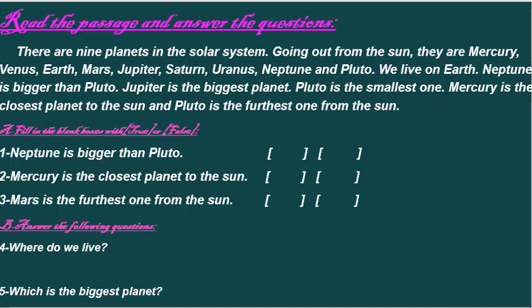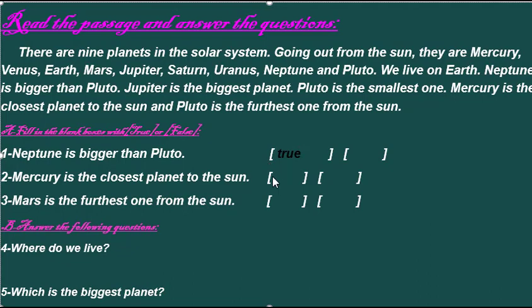Let's answer. Fill in the blank boxes with true or false. Number 1. Neptune is bigger than Pluto. Yes, it's true. Number 2. Mercury is the closest planet to the Sun. Yes, it's true. Number 3. Mars is the furthest one from the Sun. No, it's false.